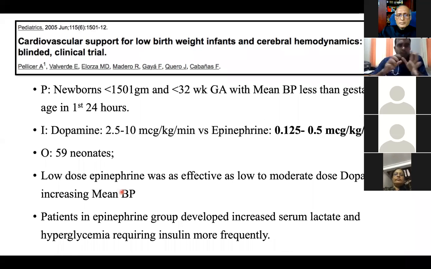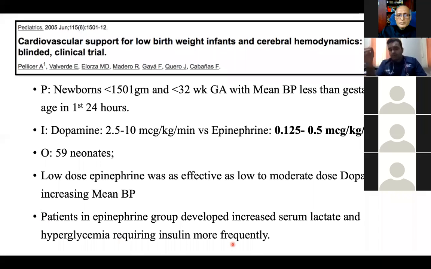Now, these are two studies wherein they have compared. So this is what I was telling, because dopamine is still not obsolete. So here the people have compared dopa versus epinephrine. Dopa dose used was 2.5 to 10, epinephrine 0.125 to 0.5, and the outcome was it was as effective as low to moderate dose dopamine. But what is the problem with epinephrine? Epinephrine group patients developed increased lactate as well as hyperglycemia requiring insulin because of its action on the liver where it decreases insulin release. Now the problem with epinephrine was that increased lactate and hyperglycemia.